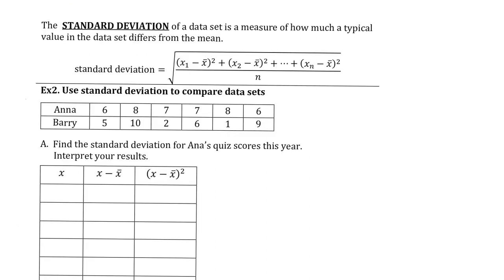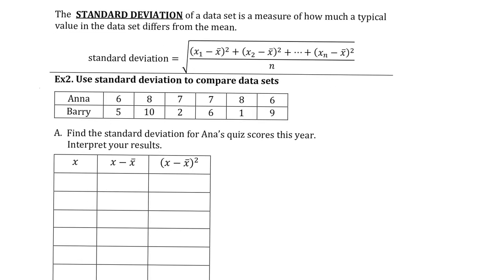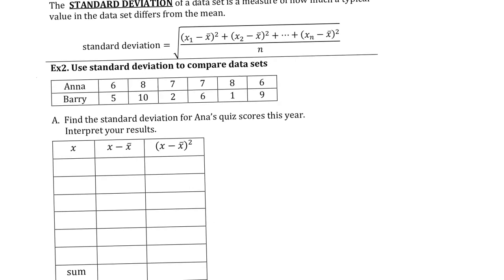Okay, the second way to measure a spread is the standard deviation of a data set. It measures how much a typical value in the data set differs from the mean. So we're seeing how far we are from the mean value as opposed to how far spread out the lowest and highest is. Okay, use the standard deviation to compare the data sets.